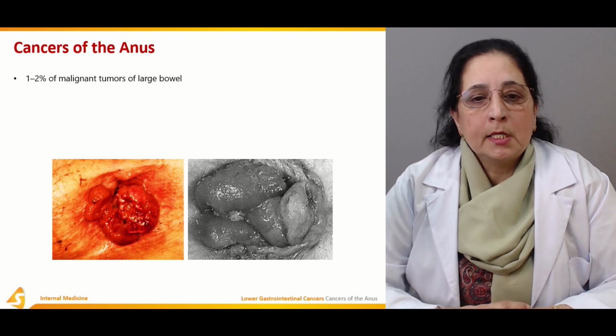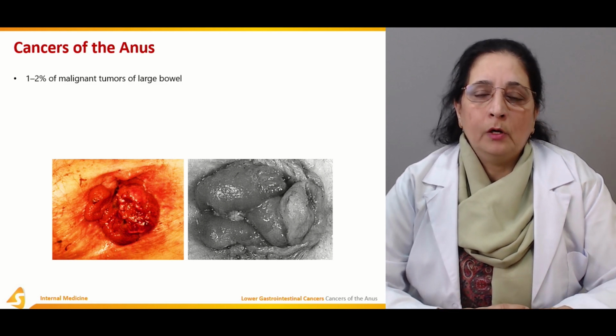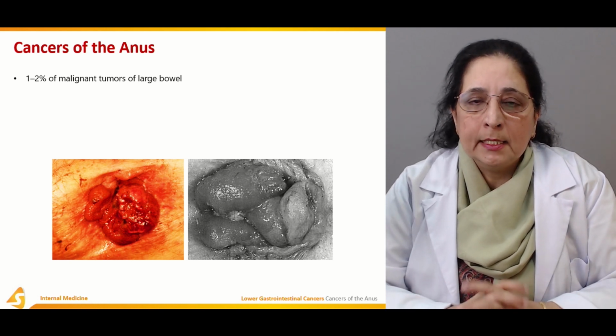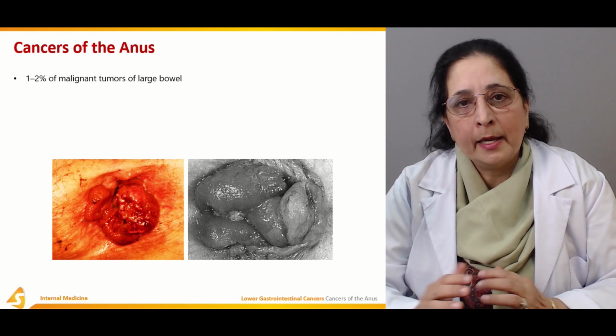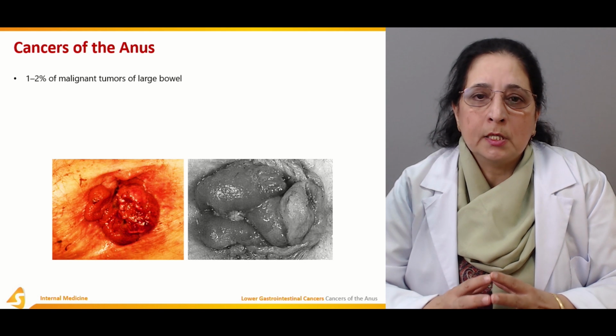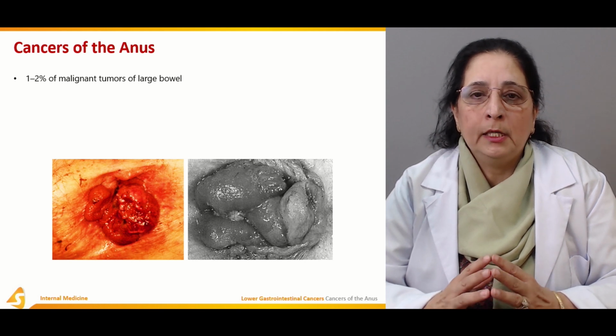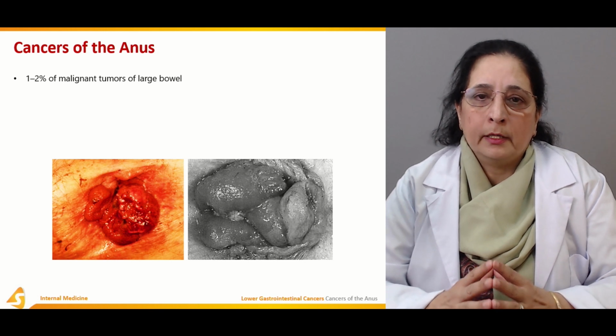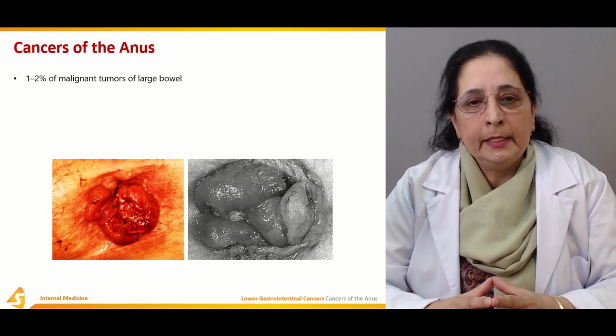1 to 2% of malignant tumor of the large bowel is the cancer of the anus. So it's not very high, incidence is not very high. Only 1 to 2% of the cancer of the lower GI tract or the large bowel is the cancer of the anus.